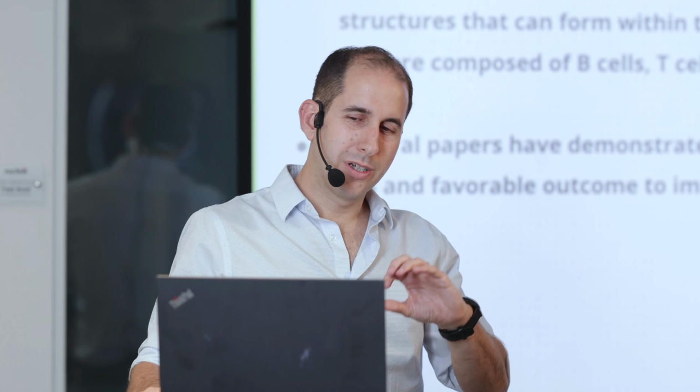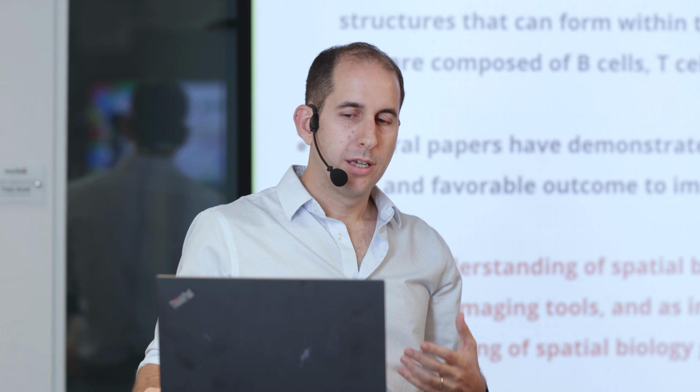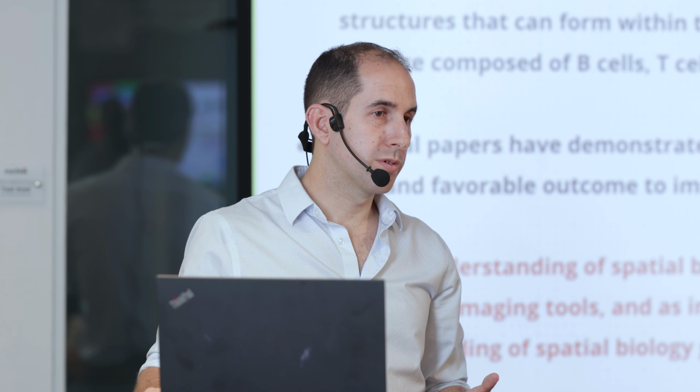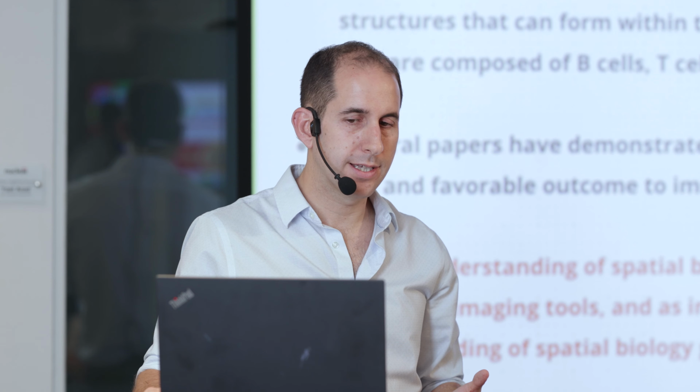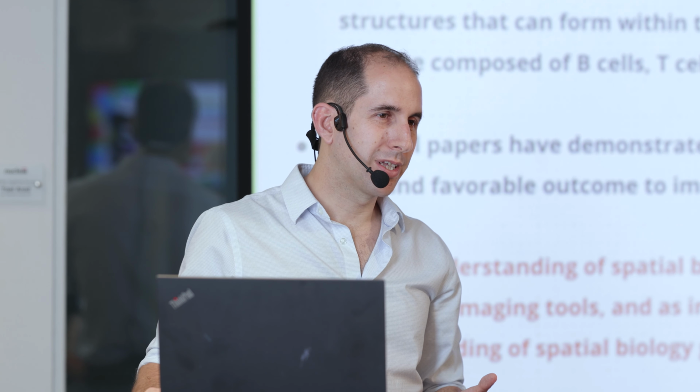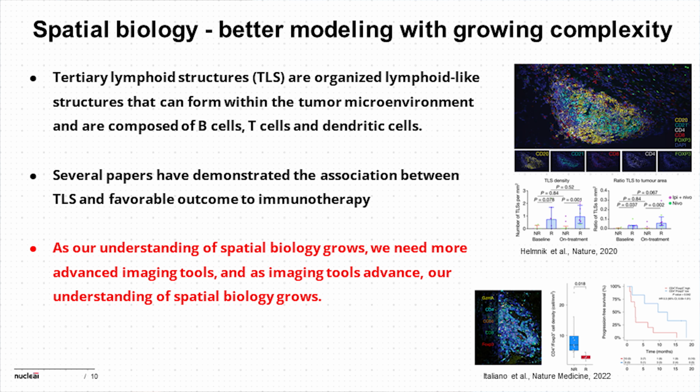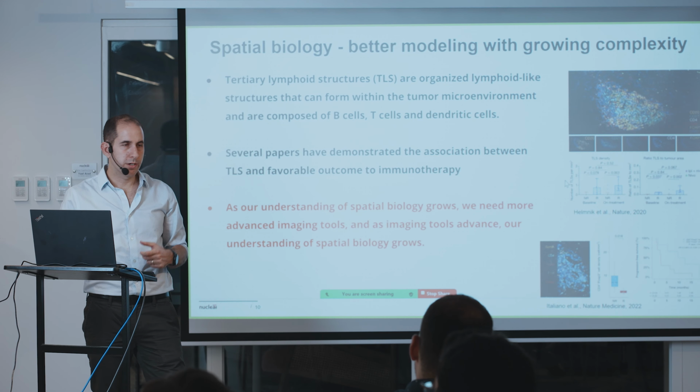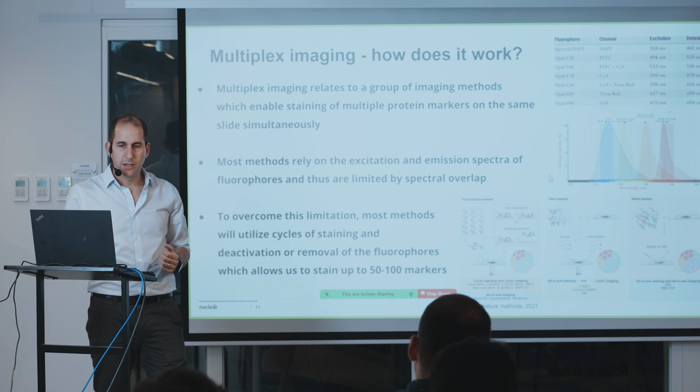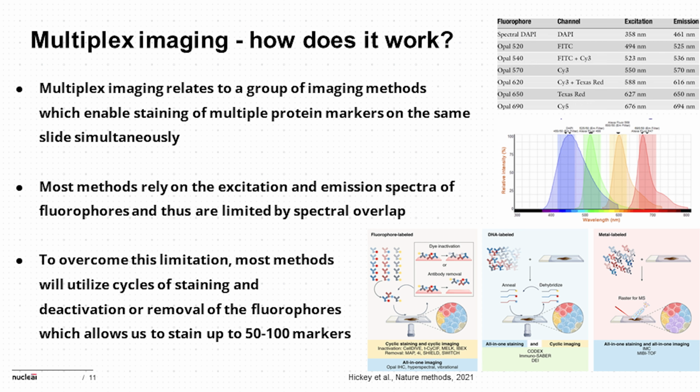So with our understanding of spatial biology growing, we need more advanced imaging tools in order to be able to visualize more proteins simultaneously. And as our imaging tools advance, our understanding of spatial biology also grows. So it's kind of a reciprocal relationship between these two. And the main imaging modality we're going to focus on in this lecture is multiplex imaging. And what is multiplex imaging? It relates to a group of imaging methods which enable staining of multiple protein markers on the same slide simultaneously.